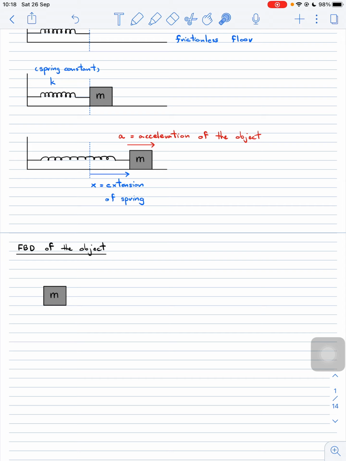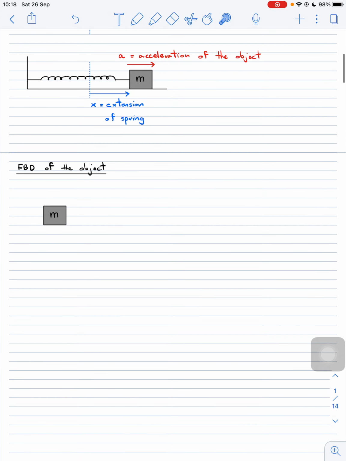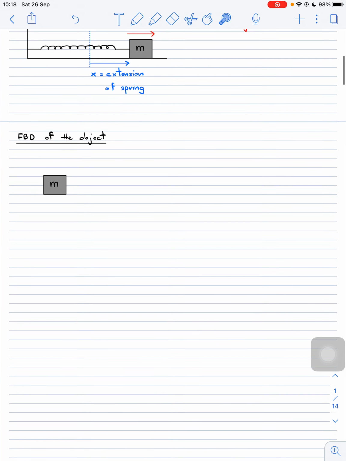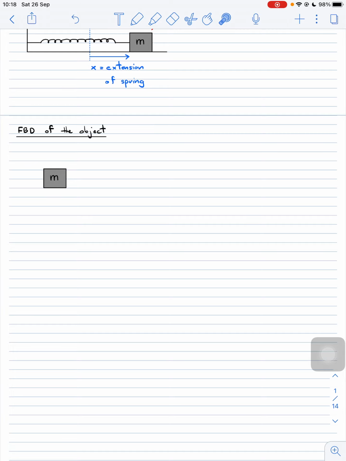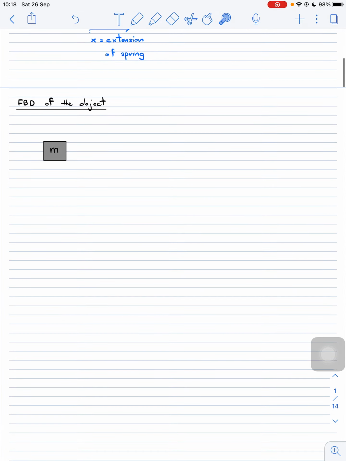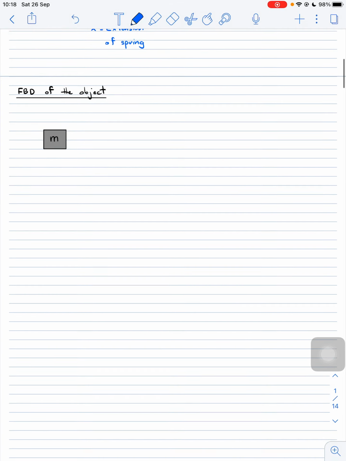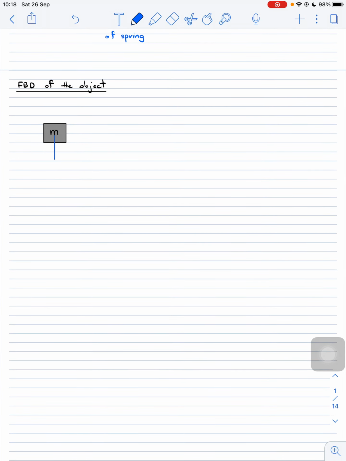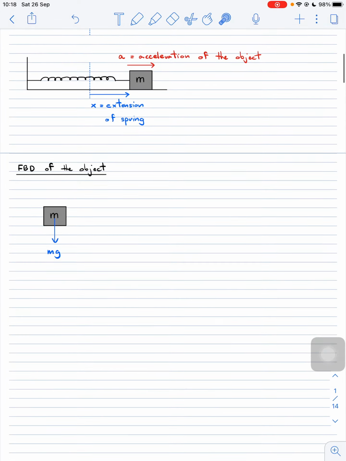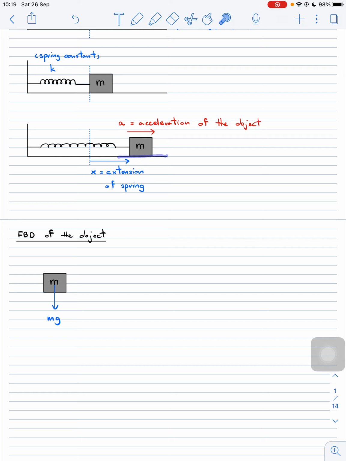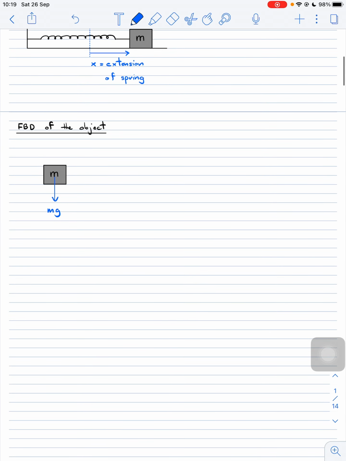Now we want to find the equation of the acceleration of the block M. So where should we start? We should start from the free body diagram of the object. Let's start from the weight, which goes in the downward direction. Because the block M is placed on the floor, we must have the normal force that the floor exerts on the block, going in the upward direction.